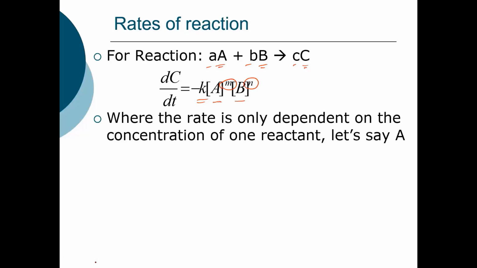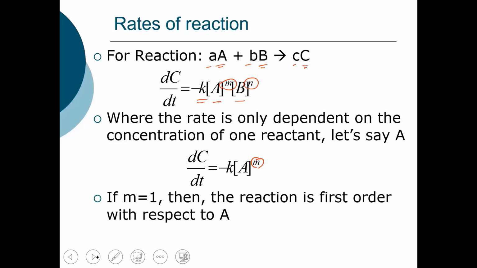Now, if the rate is only dependent on one reactant, let's say A, we can write a more simplified expression. We still do not know M unless we experimentally determine M. For those of you in 480, you'll actually do an experiment where you will determine the rate kinetics. Now, if M is equal to 1, then the reaction is first order with respect to A. It's 0 order with respect to B.